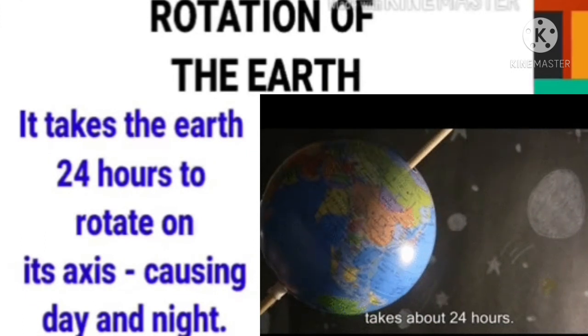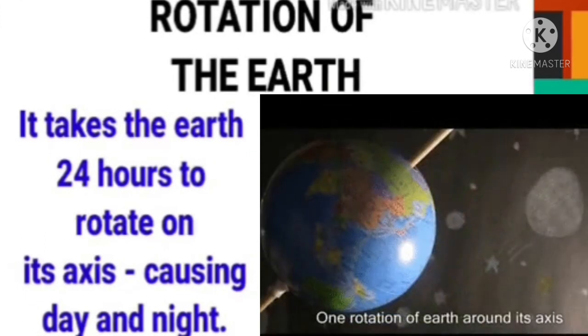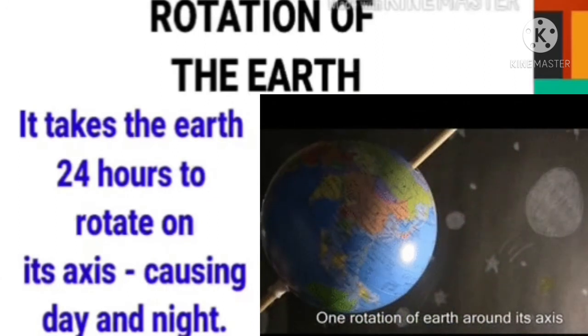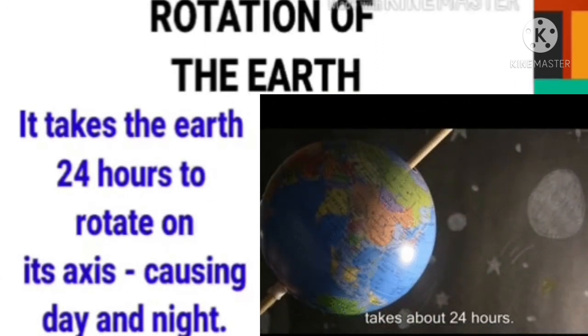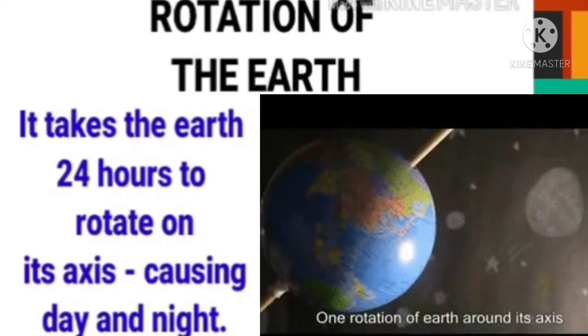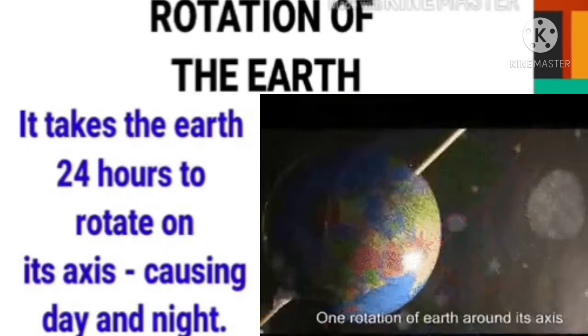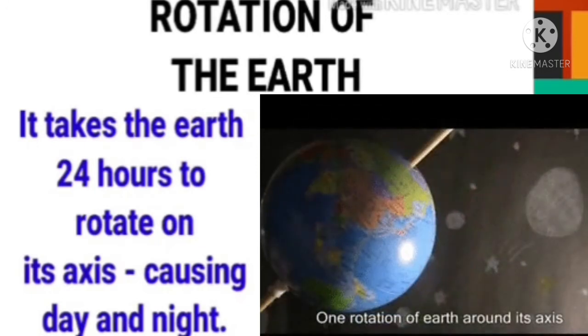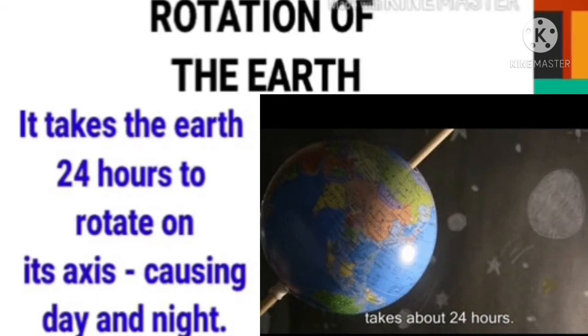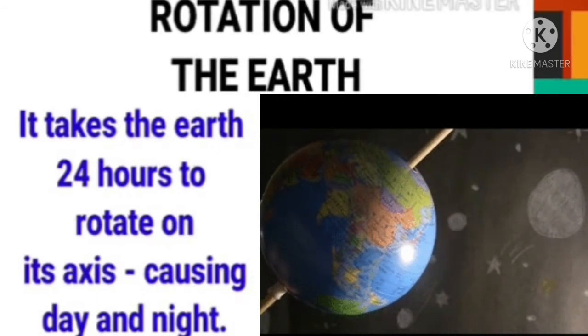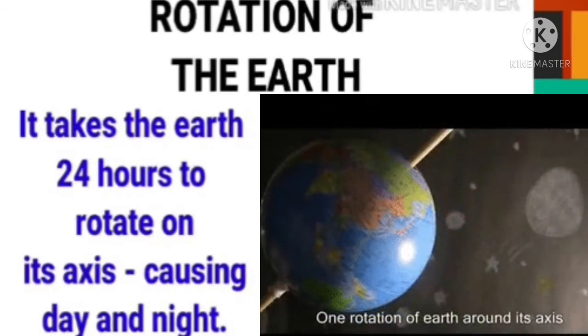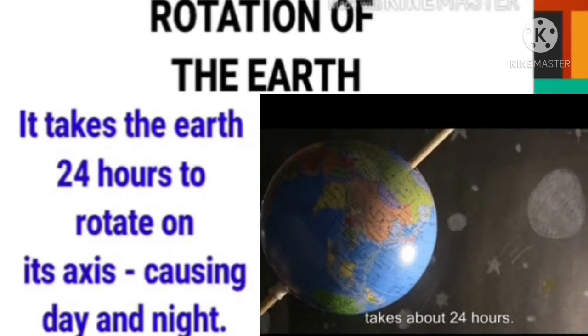It is this rotation of the Earth that causes day and night. Now it takes the Earth 24 hours to rotate on its axis, causing day and night. So as the Earth rotates and faces the sun, you will have day. As it backs the sun, that is when you start experiencing night. So rotation of the Earth, 24 hours on its axis. When the Earth rotates on its own axis, that is what causes day and night, 24 hours.